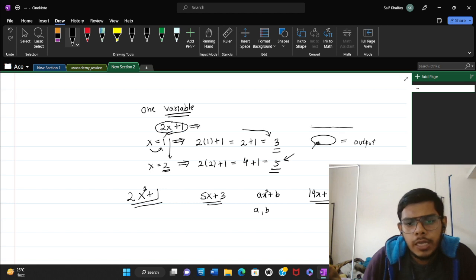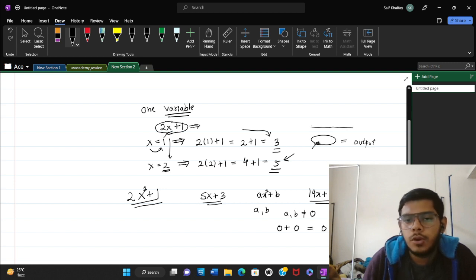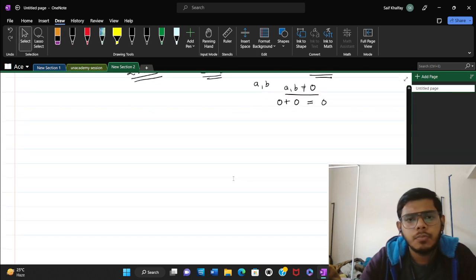We generally avoid taking a and b both 0 at the same time, because if we put a and b as 0 simultaneously, it will be 0 plus 0, and that wouldn't make any sense. So we generally don't take a and b as 0 simultaneously. So have you got the idea about the linear equation in one variable? Those are the equations having only one variable in them.